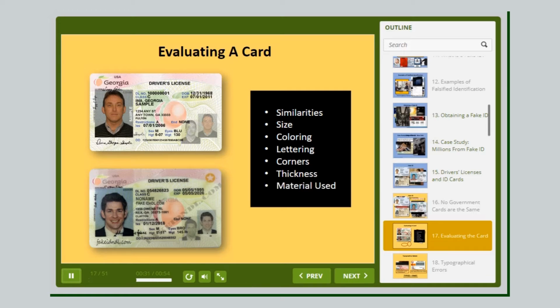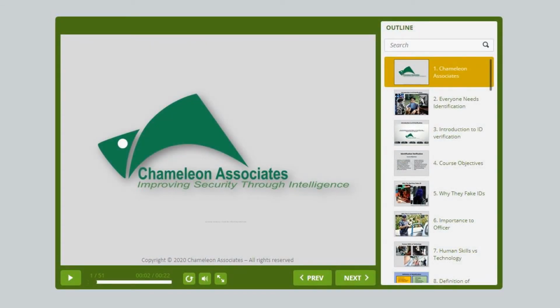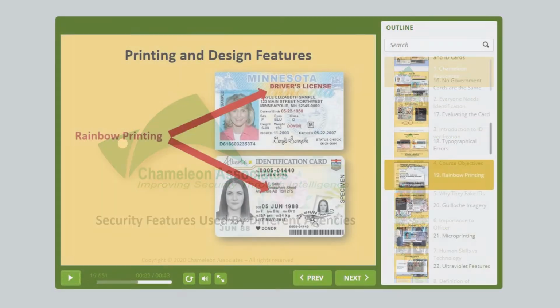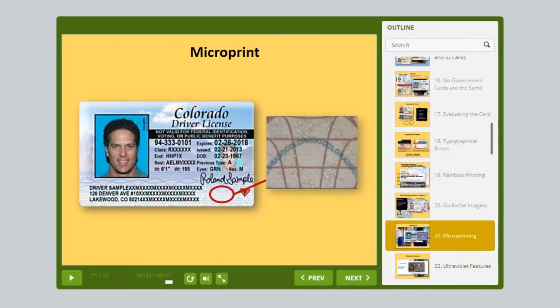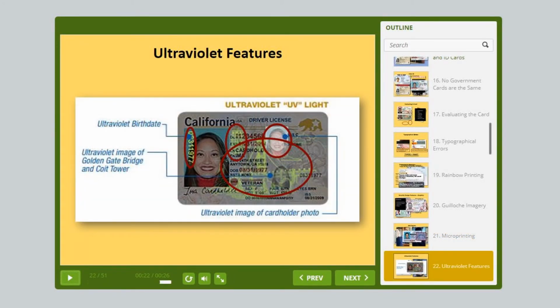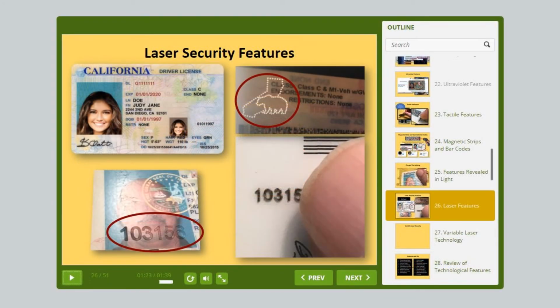In this example, a security photo of the fake is brighter and more opaque than the legitimate ID. Can you spot other indicators? On the real ID, the word Georgia is clearer and more prominent. The data categories are titled in blue font, whereas the fake ID has black font. We will teach you about security features issuing agencies use for security, such as rainbow printing, microprint, ultraviolet features, laser features, and much more.